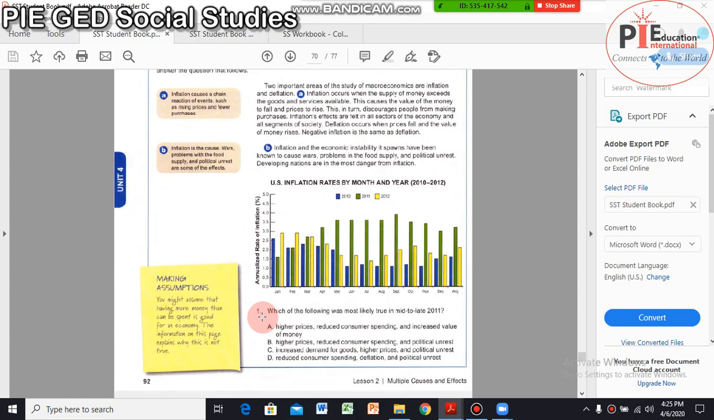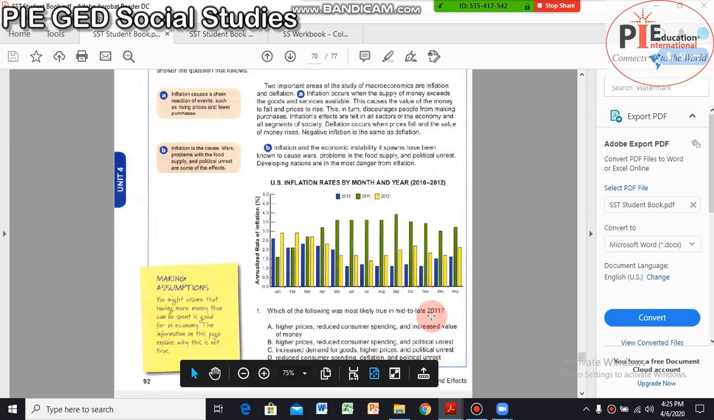Now, if you look at question number one, it was most likely true in mid to late 2011. So they are talking about 2011, mid to late. Mid to late means maybe from June to the end, December. What was the most likely that has happened? A, higher prices, reduced spending, and value of money.